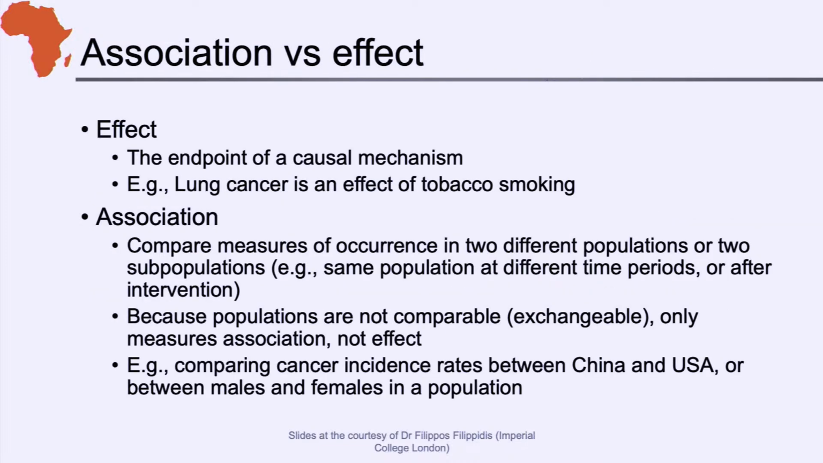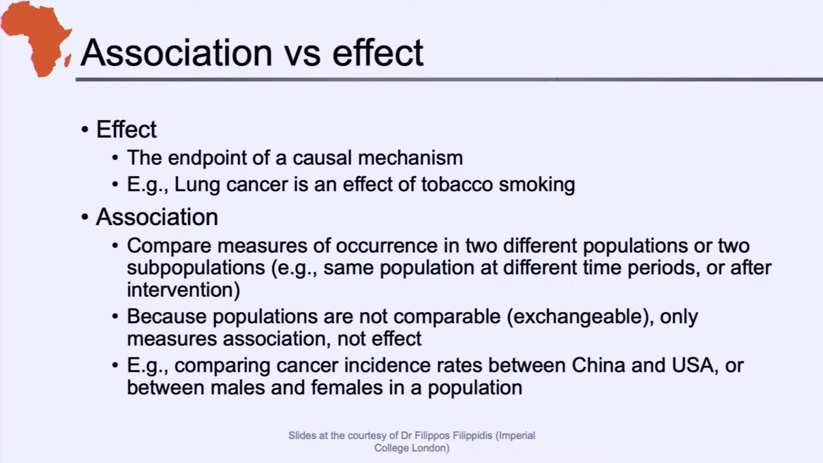Effect is, if you look at, let's say, our classroom again, or we look at lung cancer as an effect of tobacco smoking, that is basically the end point of the causal mechanism. Okay? So for smoking, you would always have, well, in most cases, have the outcome of death as your effect.